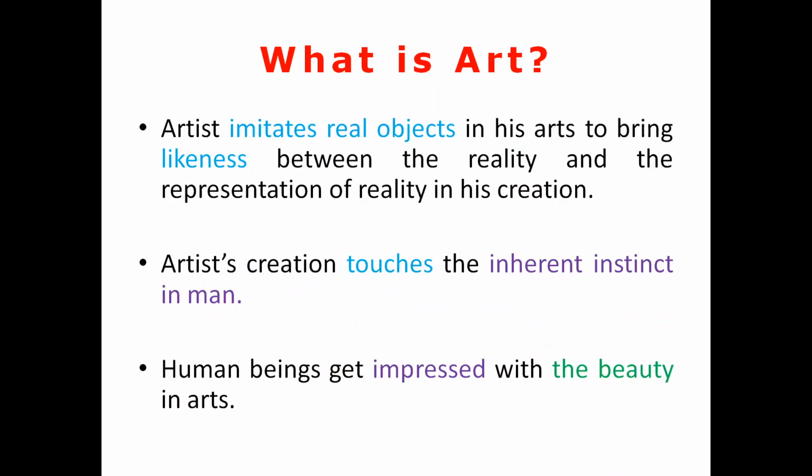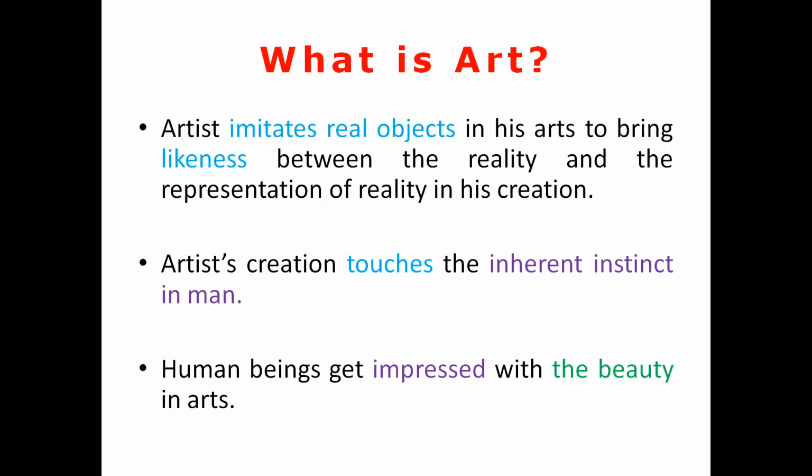Okay, in this slide, I will tell you when artists imitate real objects in his arts to bring likeness between the reality and the representation of reality in his creation. In the last slide, I told you artist represents reality or real subjects from the human, animal, or plant kingdoms. But when the artist imitates real objects in his art, why does he imitate real objects in his arts? He wants to bring likeness between the reality and the representation of reality in his art. That is the reason, that is the purpose, that is the intention.